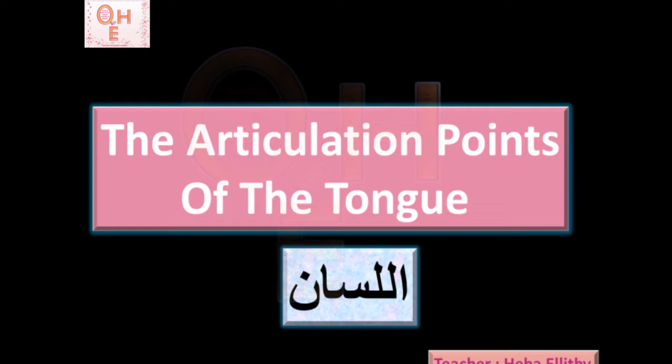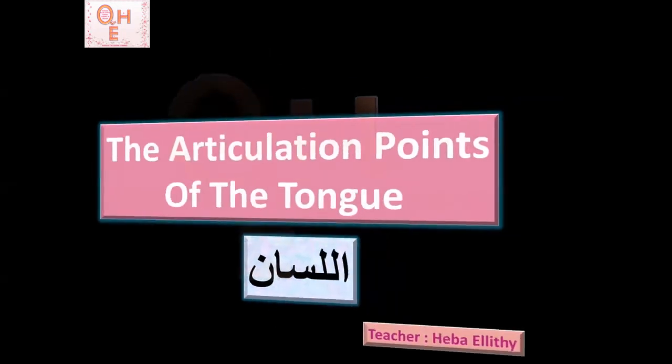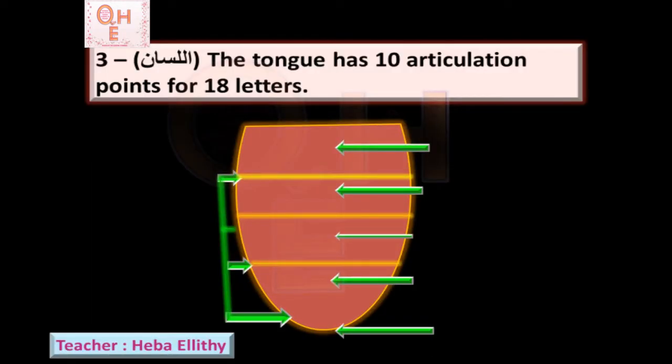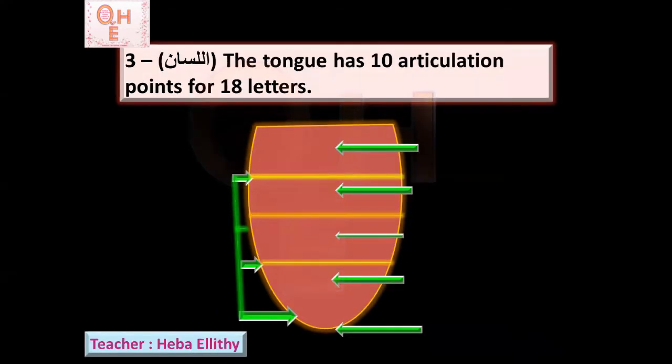But before we go through that, very quickly, I will show you this picture one more time. And we said al-lessan, the tongue, has 10 articulation points for 18 letters. We have the tongue here. We explained it exactly last time and the times before, and I promise I will keep explaining it to you every time, very quickly, inshallah, each part.